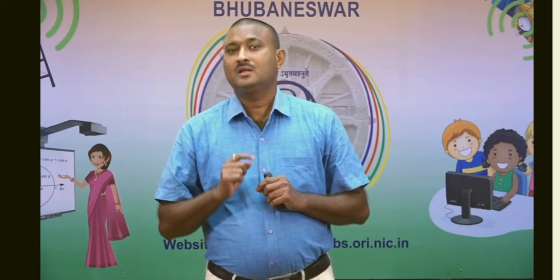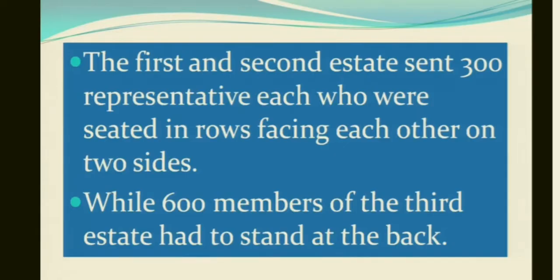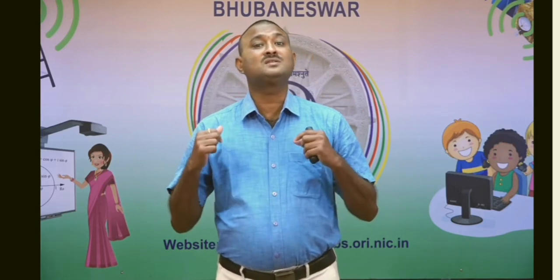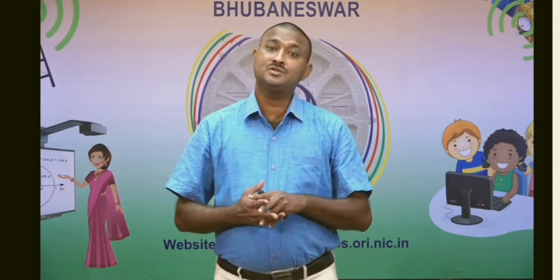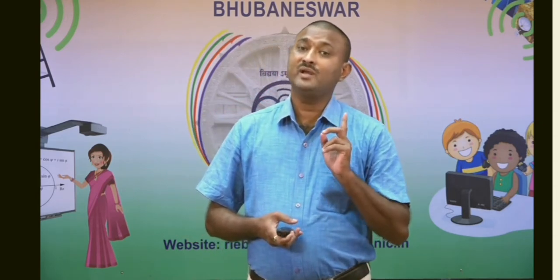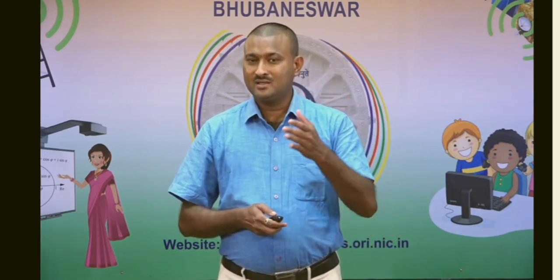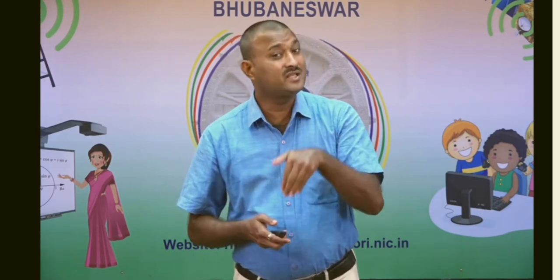You see, the members of the third state numbered 600. 600 members were represented to the State General from the third state category. And what was the sitting arrangement? They will not sit in a row. Rather, they will stand at the back of the members of the first and second state. In previous classes, we have discussed the social disparities in French society, where the third state people are always subjected to humiliation. And you see, it is there here also.